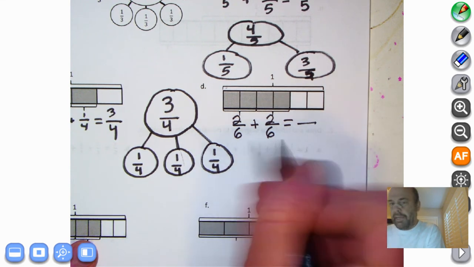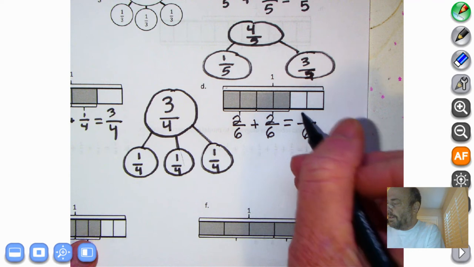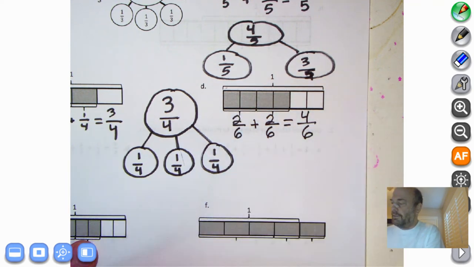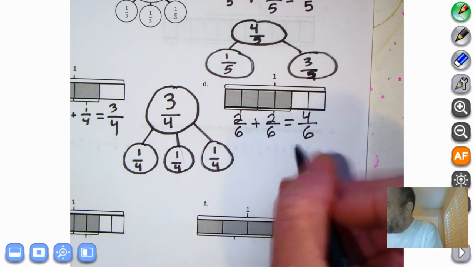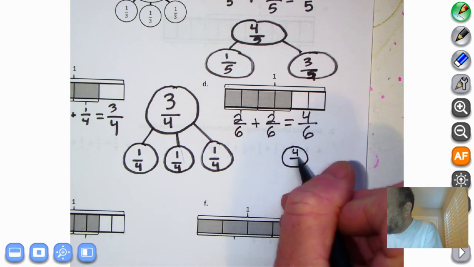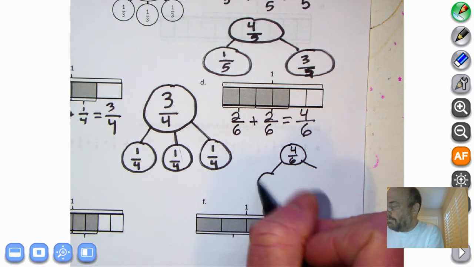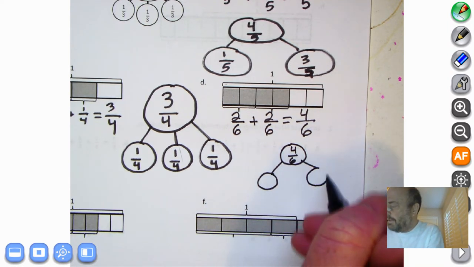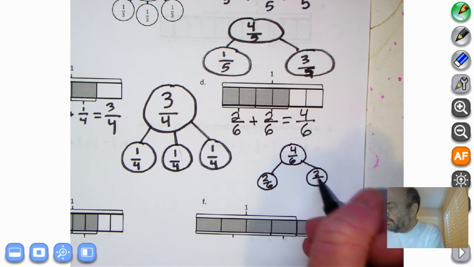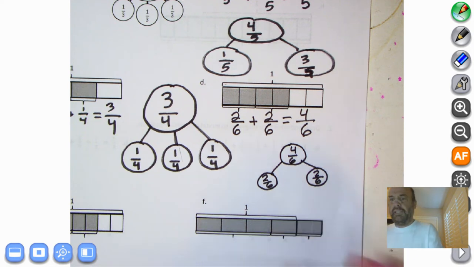Don't change the denominator. That remains 6. And 2 plus 2 is 4. So take a look, we get 4 out of 6. 4/6, right there. And we can make a little number bond right here. My name is Bond, number bond. So I have the 4/6, and in the math sentence above, we've broken it into 2 pieces. And those pieces are 2/6 and 2/6. So 2/6 plus 2/6 equals 4/6.